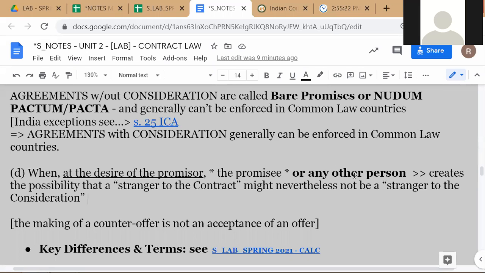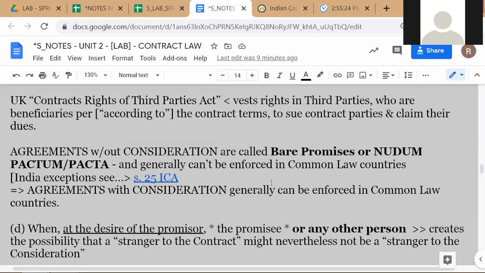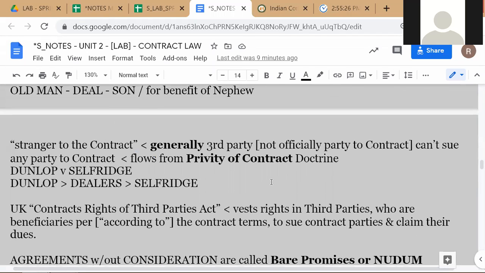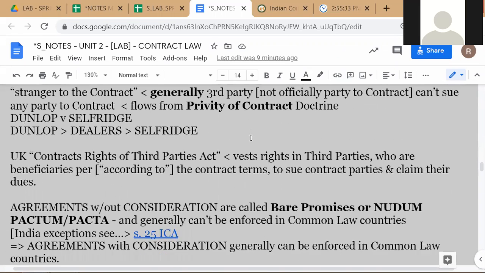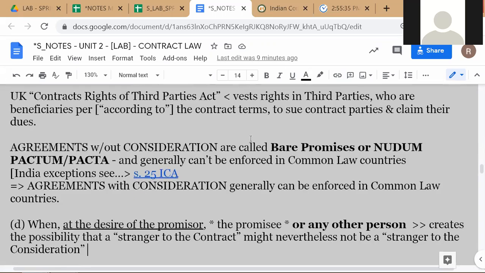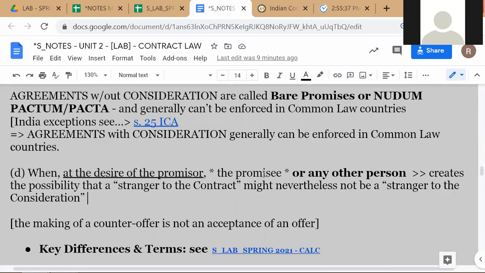So if any other person does something, and if we can show that the nephew in this case actually did something, in the sense of suffering some kind of detriment, then we can clearly see that this creates a possibility that although you may be a stranger to the contract, and clearly you are, because you are being called any other person, meaning you're a third party.